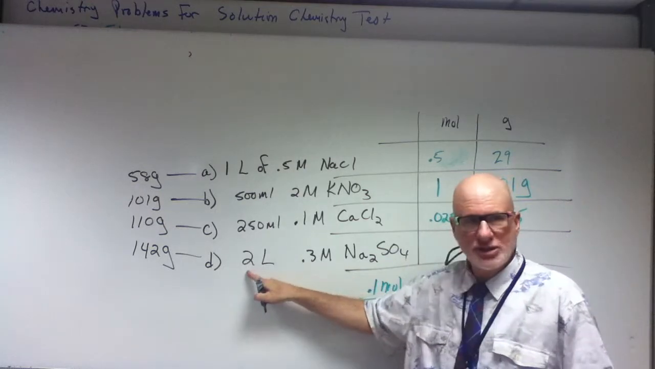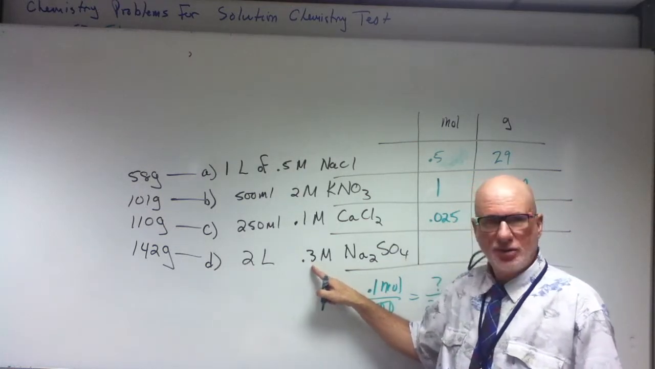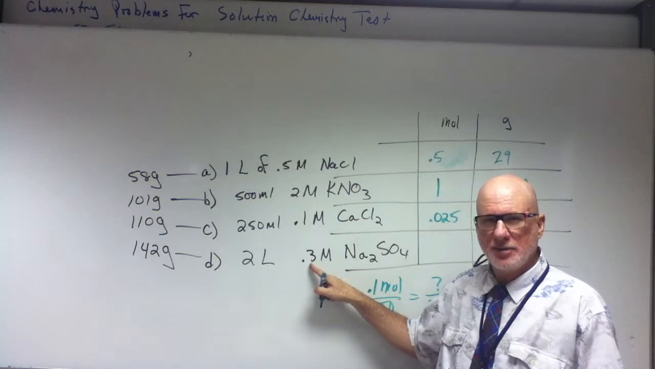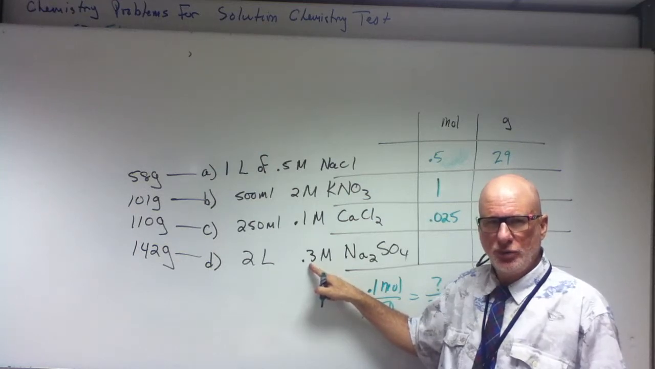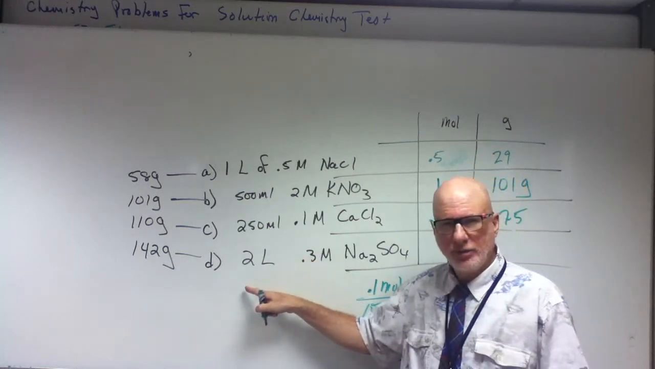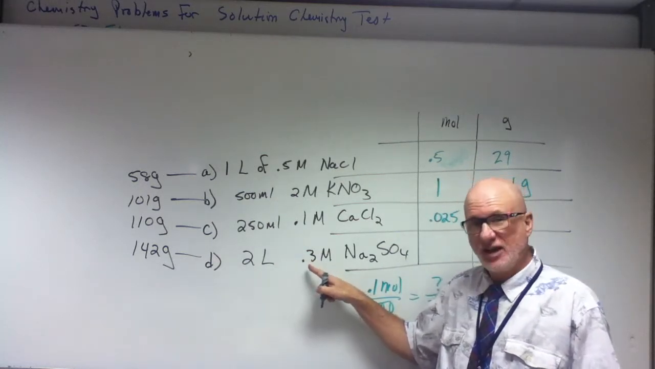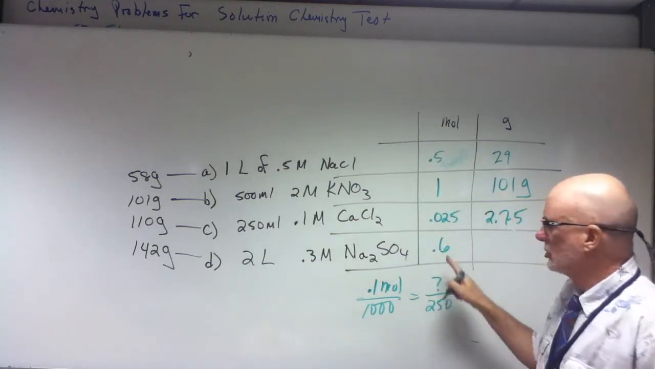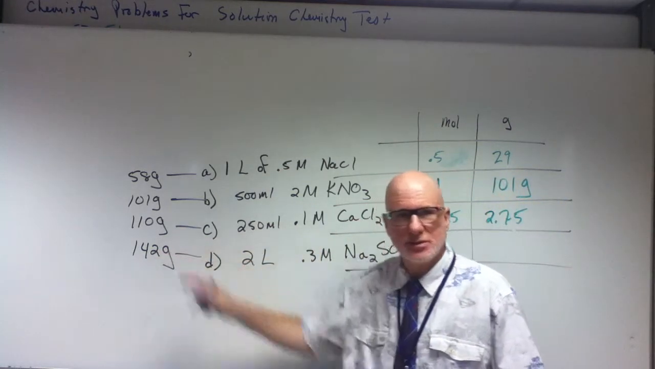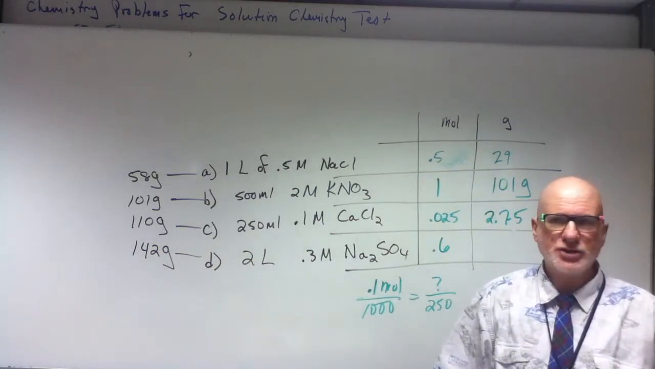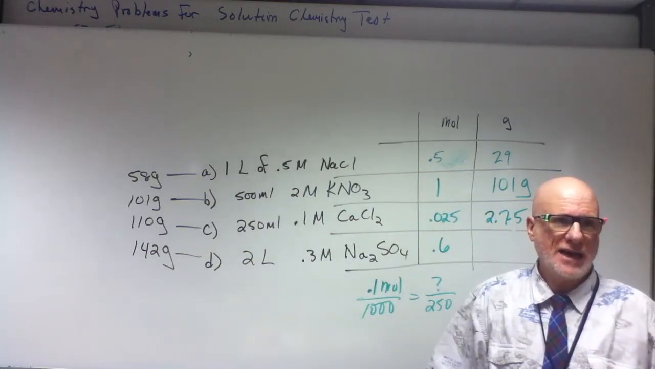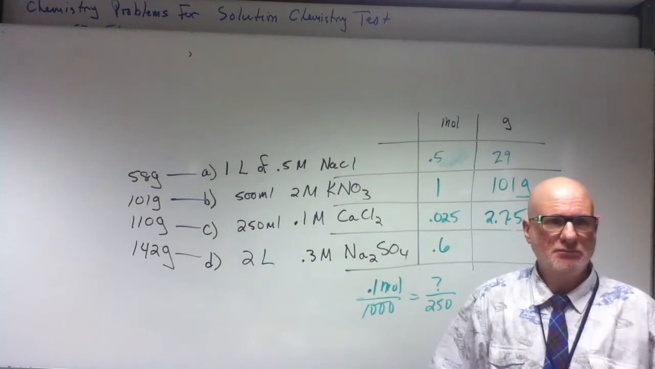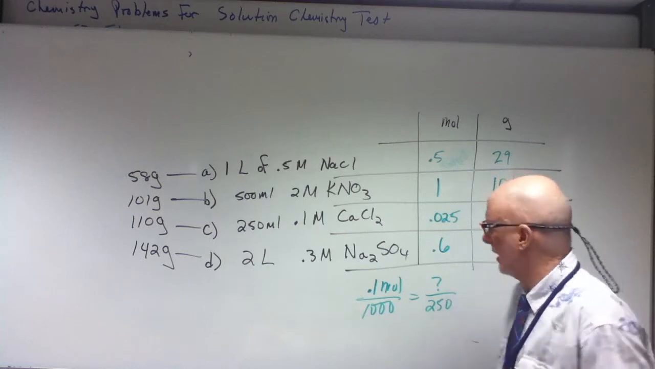And 2 liters of 0.3. So isn't that going to be just 0.3 moles in 1 liter? So it'll be 0.6 moles, right? All right. So what's 0.6 times 142? It'd be more than half. It'd be like 71 plus some, 85, okay?